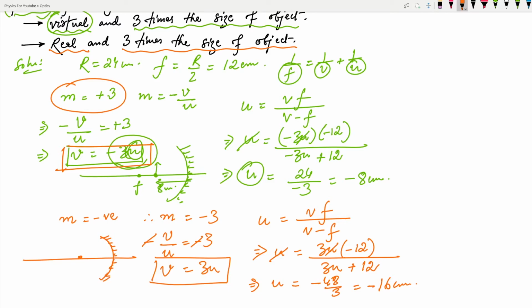So minus 16 centimeter, that means if I draw it here, like this is the mirror and suppose this one is the focal length, that is minus 12. So the object is somewhere here, that is at a distance 16 centimeter in front of the mirror. I hope the concept is clear.